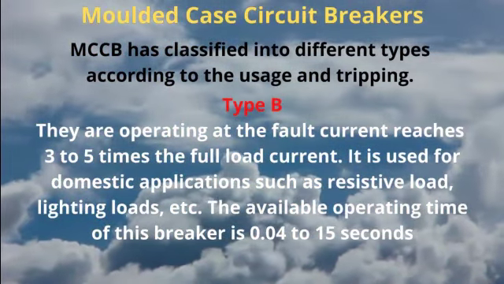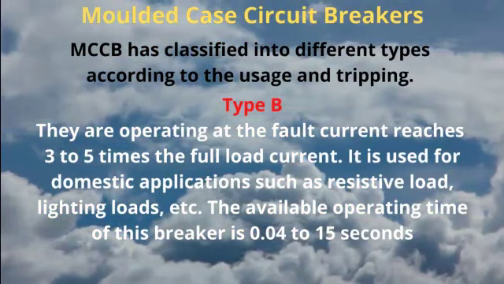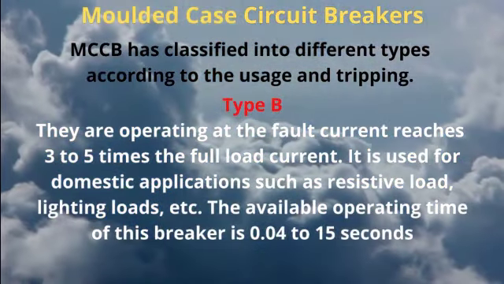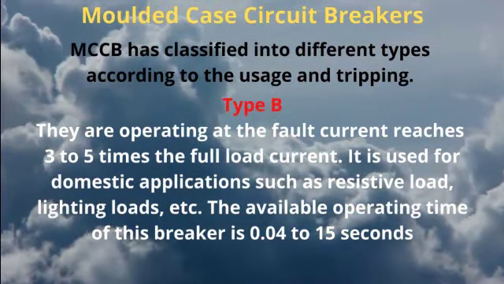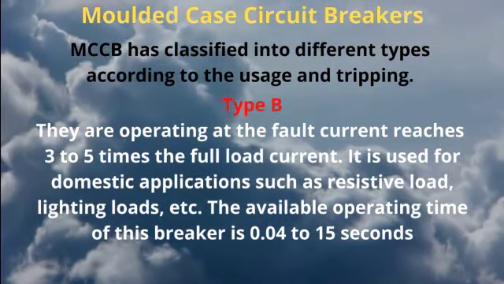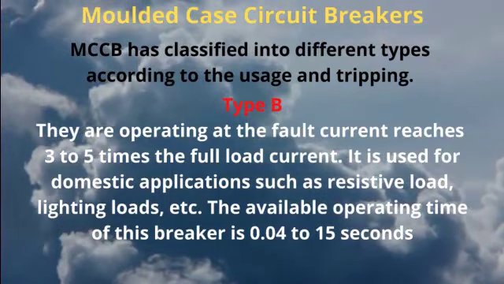Type B. They operate when the fault current reaches 3 to 5 times the full load current. It is used for domestic applications such as resistive loads, lighting loads, etc. The available operating time of this breaker is 0.04 to 15 seconds.